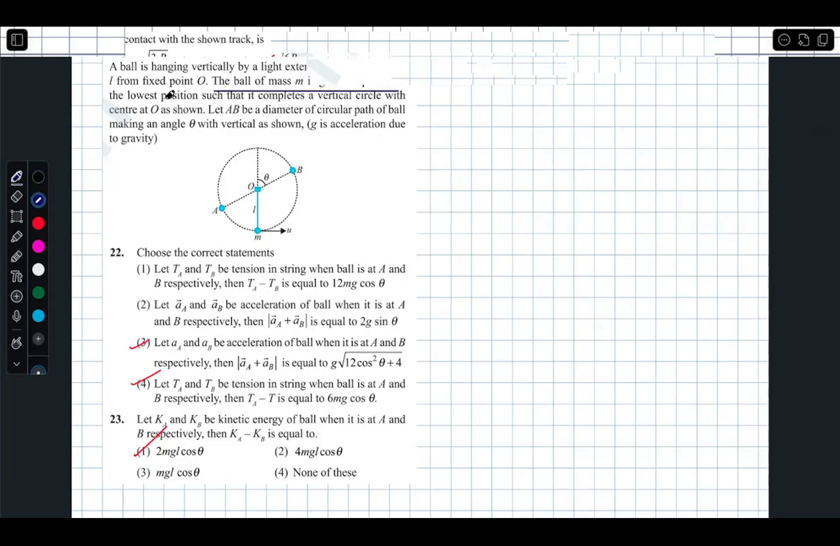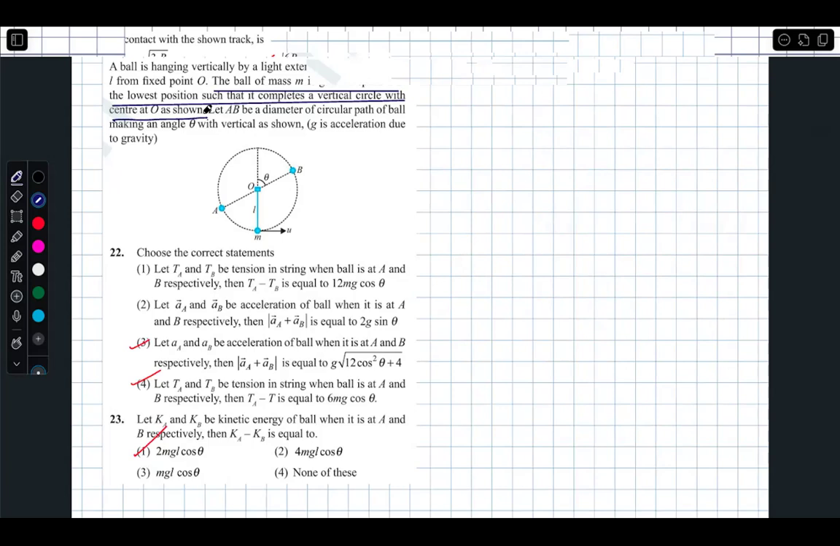At the lowest point, such that it completes vertical circle with the center at O. That is a problem.